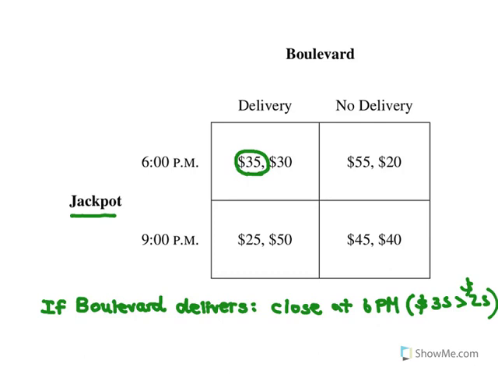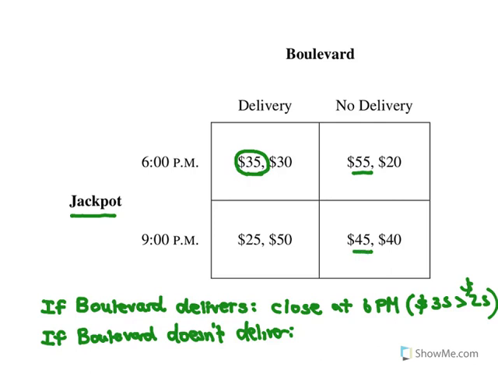Well, because we don't know what Jackpot's going to do if Boulevard doesn't deliver, right? So let's look at that scenario. So if Boulevard doesn't deliver, what should I do? Well, let's look at what would happen. If Boulevard does not deliver and Jackpot decides to close at 6 p.m., Jackpot, which is the player we're looking at, would get $55. If Boulevard decides not to deliver, and at the same time Jackpot decides to close at 9 p.m., Jackpot would get $45.